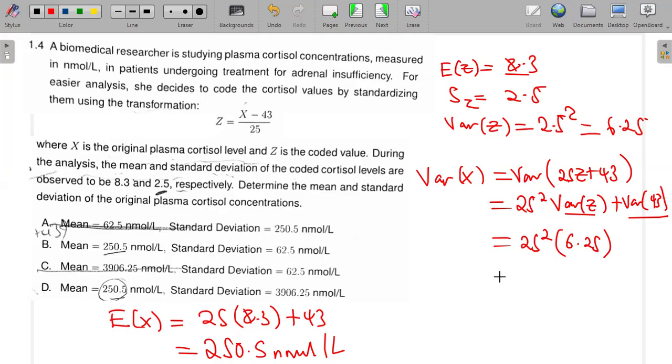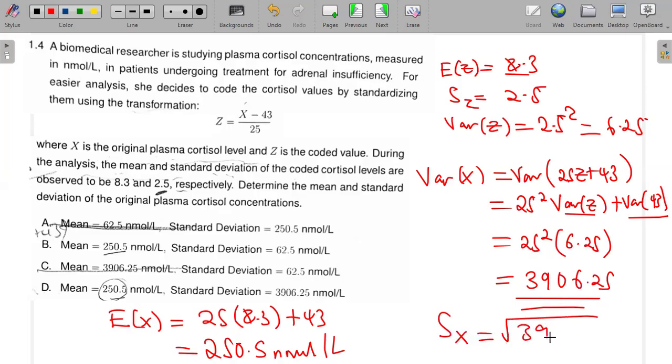Okay, so let's do 25 squared multiplied by 6.25. If I do that, I get 3,906.25. So my standard deviation of X will just be the root of this same number here. The root of that gives me 62.5 nanomoles per liter. So I just now go to check which one has this standard deviation and this mean. I see that it's B, this one here.